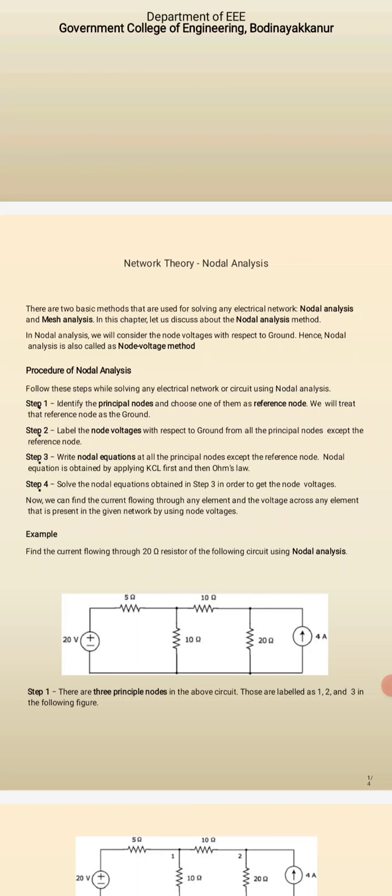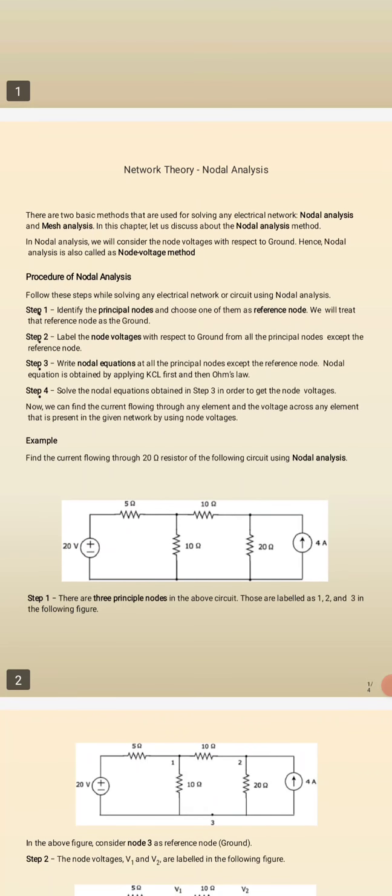Step 2: label the node voltages with respect to ground for all the principal nodes except the reference node. Step 3: write nodal equations at all principal nodes except the reference node. The nodal equation is obtained by applying Kirchhoff's current law first and then Ohm's law. Step 4: solve the nodal equations obtained in step 3 to get all the node voltages. The following diagram shows an example of the nodal analysis method.